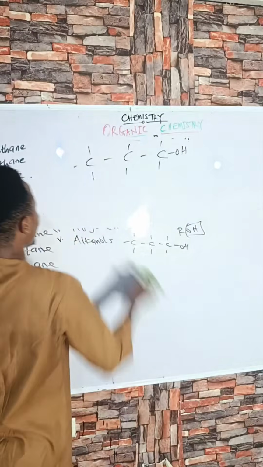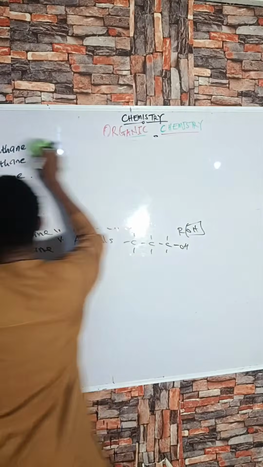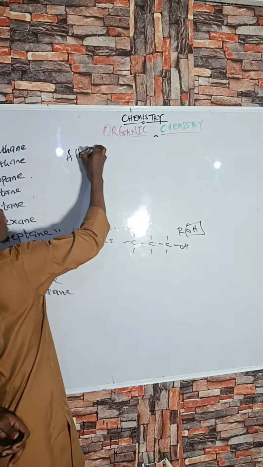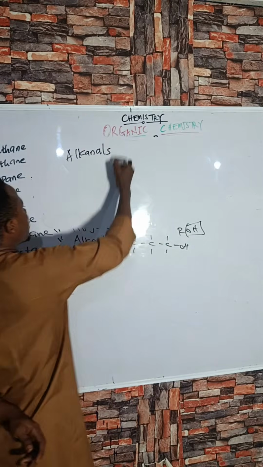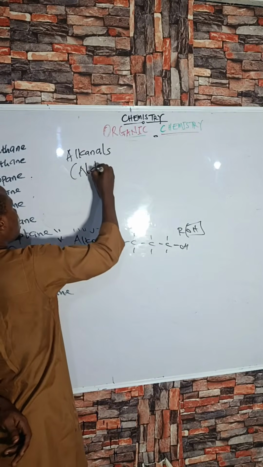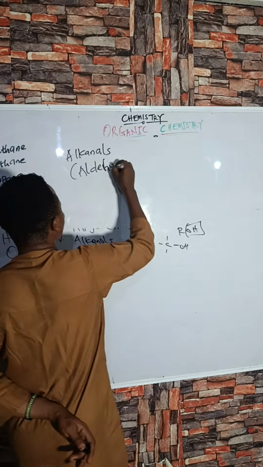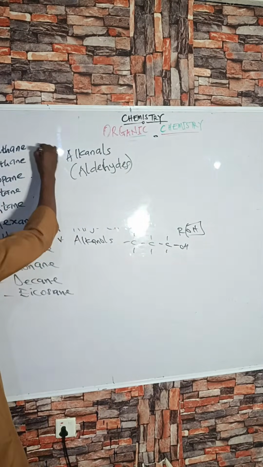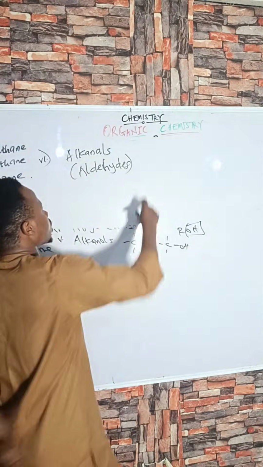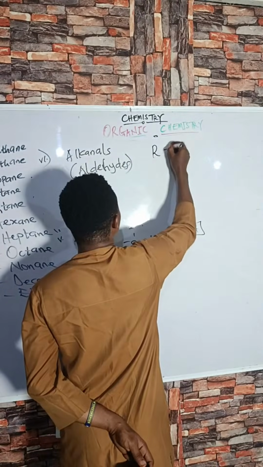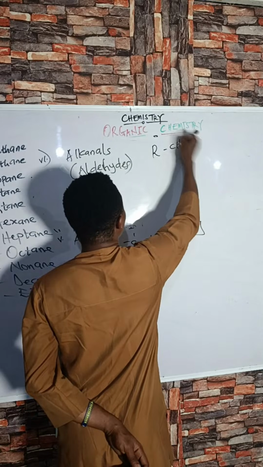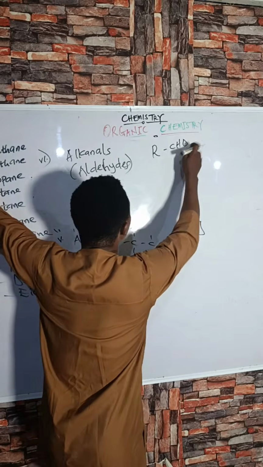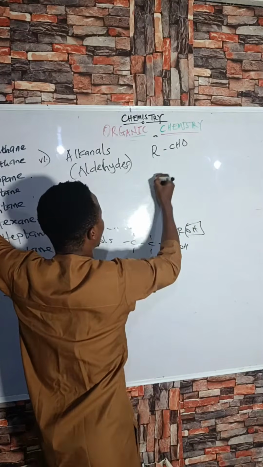All right. Now we know about alkanols. We move on to the next one. Talk about your alkanals. Alkanals are otherwise called aldehydes. So aldehyde is another word for alkanal. Now, what's the functional group? It's usually given as RCHO. I call it the CHO functional group, the CHO homologous series. So R-CHO. Now, how do we draw it out?